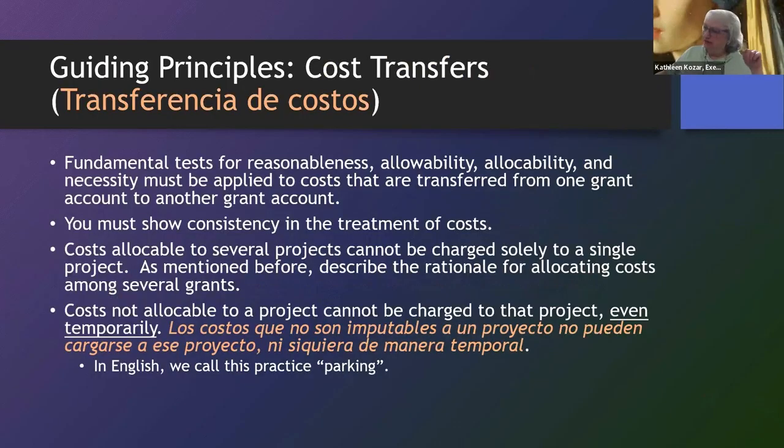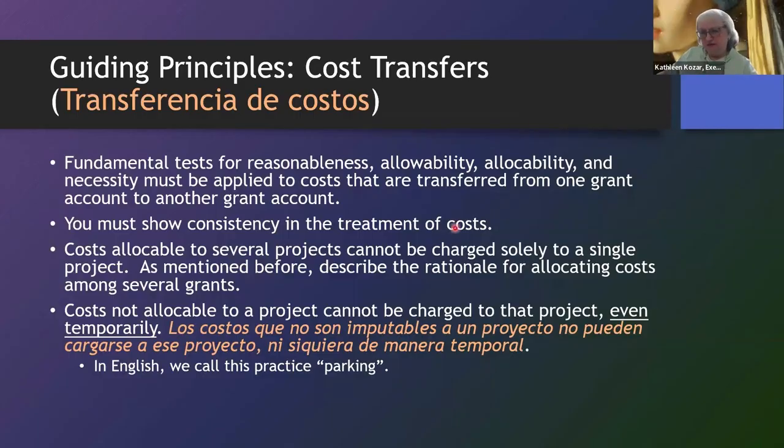Okay, we're going to talk about these principles again, the fundamental principles, those fundamental tests. When you are transferring costs from one grant to another grant account, you're going to do that same test. Is it reasonable? Is it allowable? Is it allocable? Is it necessary? You have to use the same test to make sure that charge can be transferred on to the other grant for a correction, for example.